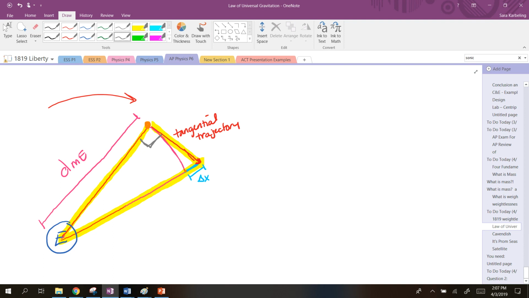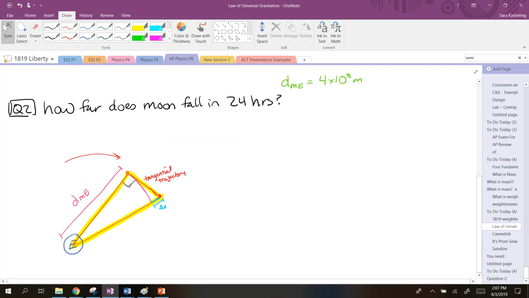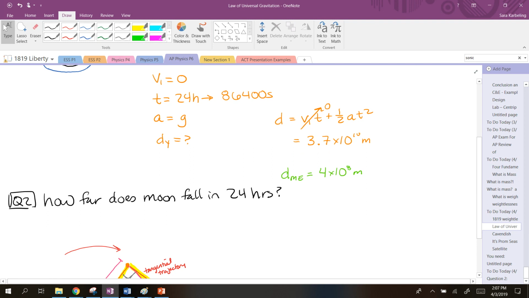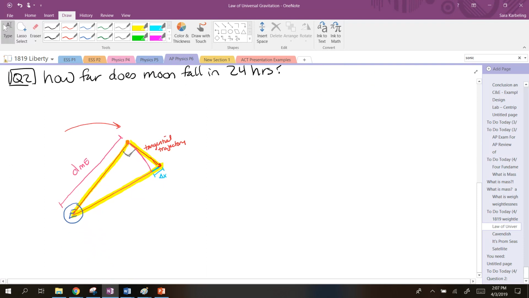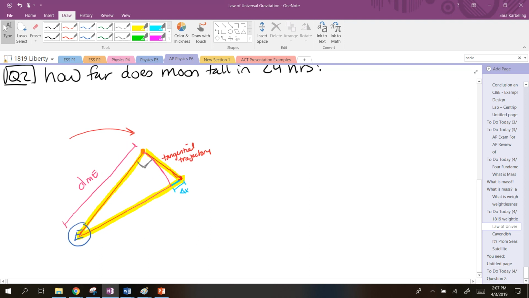Let me back it up to tell you why we're doing this. Once we find how far it falls, we can determine the acceleration at the location of the moon. So we're working back with one data point, because that's what we've got. We didn't have lots of satellites out there, because we didn't know how to get satellites out there. So we're going to try and figure it out with one data point. How far does the moon fall in 24 hours?